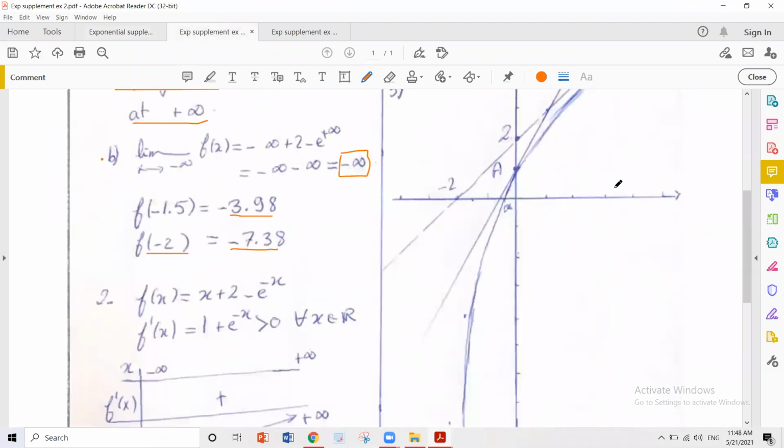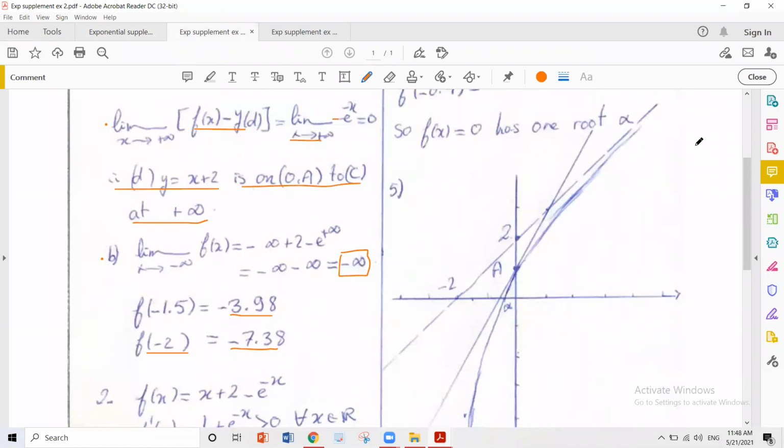The oblique asymptote with equation y equals x plus 2. To draw this line, we have 2 points, x, y. At 0, we get 2. At minus 2, we get 0. This is the oblique asymptote. This is line D.